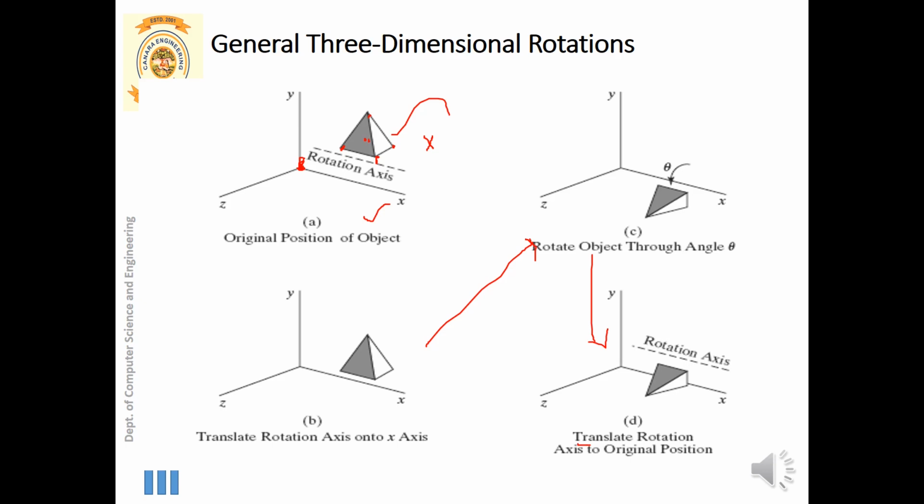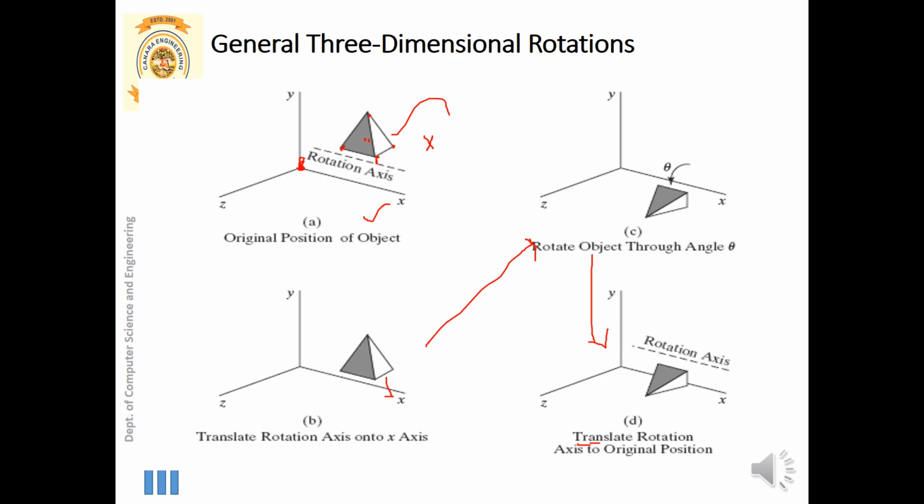So first, the original object was there. Next, we translated this original object forward in such a way that the object aligns along x-axis. Once it aligns along x-axis, you can perform the actual rotation along x-axis. Now you can't leave the rotated object there. You have to shift back the rotated object to the original position. That can be done by performing reverse translation. So reverse translation takes the object back to its original position.